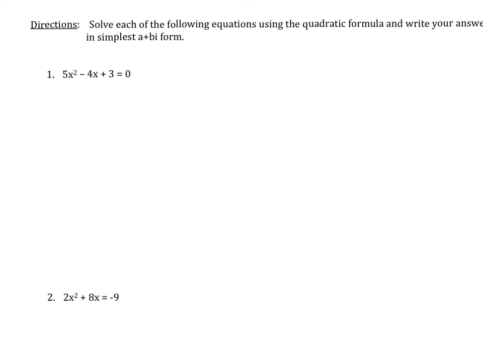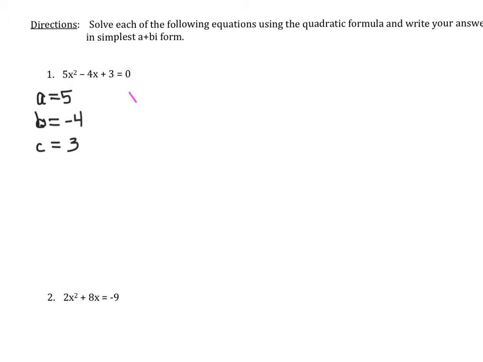With number one, we're going to just plug it right into the quadratic formula, right? Once the equation's set equal to 0, which it is, we know that our a is 5, our b is -4, and our c is +3. So if you want to write that out, go for it, but you don't have to. That's up to you.